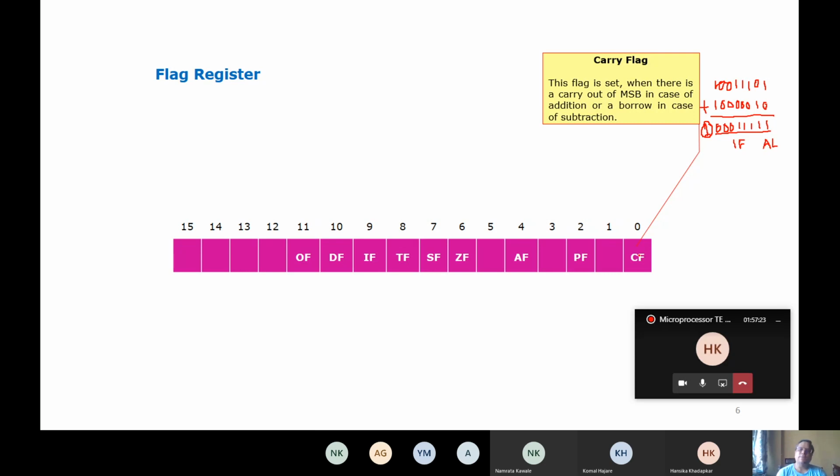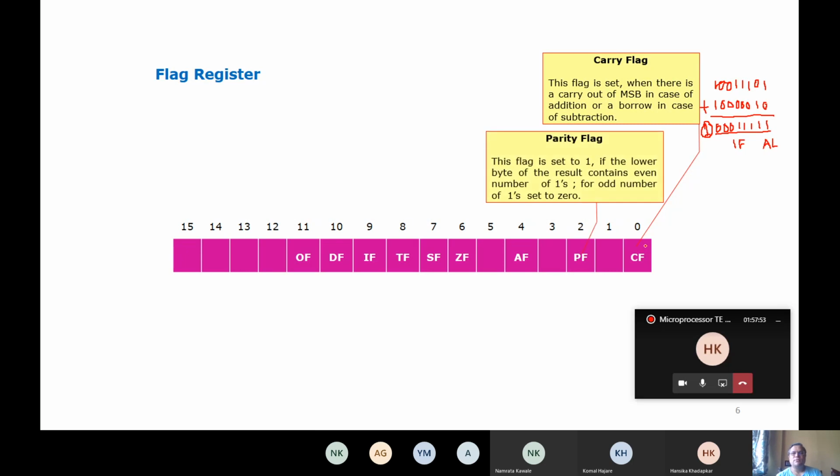So who will set the carry flag? The answer is the processor will set the carry flag. How? After performing addition, if the addition of the most significant bit has resulted in a carry, then the carry flag will be set. It is that simple. Have you understood and written the explanation of the carry flag? This flag is set when there is a carry out of the most significant bit in case of addition or a borrow in case of subtraction, right?